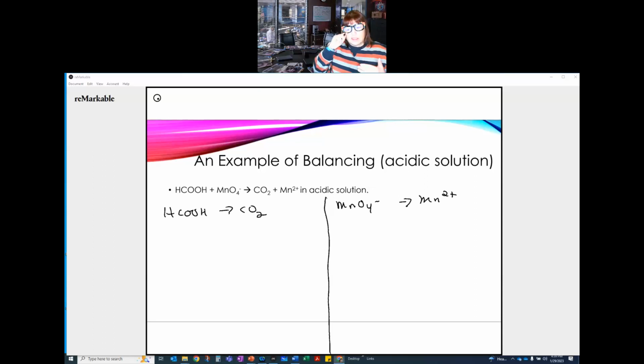Now, do I need to identify the substances here? Do I need to identify which is the oxidation and which is the reduction reaction? No, you don't have to. You can, but you don't have to. I'm not going to do that. So I have my half reactions.